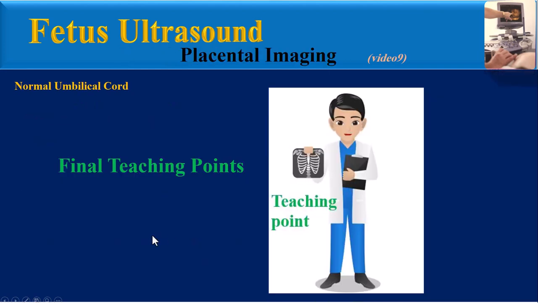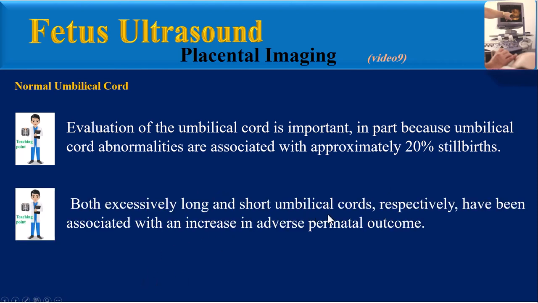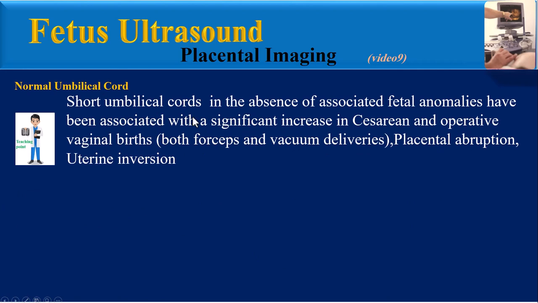Now, please pay attention to these final teaching points. Evaluation of the umbilical cord is important in part because umbilical cord abnormalities are associated with approximately 20% of stillbirths. Both excessively long and short umbilical cords, respectively, have been associated with an increase in adverse prenatal outcome. Short umbilical cords, in the absence of associated fetal anomalies, have been associated with a significant increase in cesarean and operative vaginal births, placental abruption, and uterine inversion.